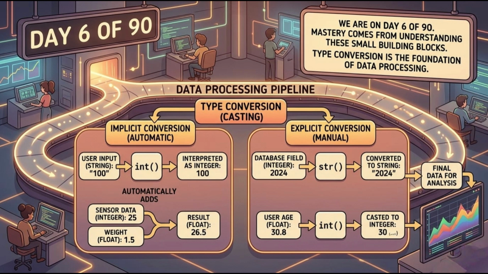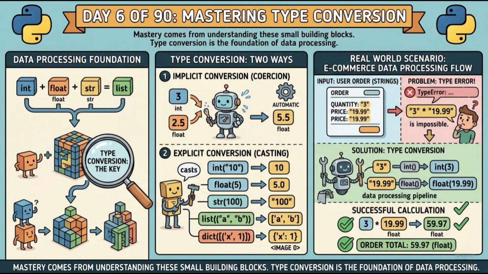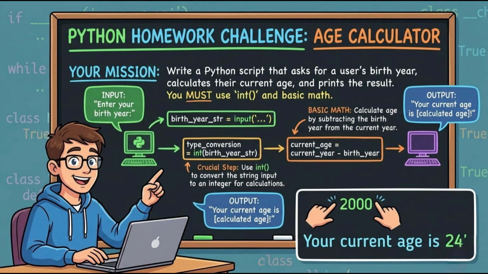We are on day 6 of 90. Mastery comes from understanding these small building blocks. Type conversion is the foundation of data processing. Your homework today: write a script that asks for a user's birth year and calculates their current age. You'll need to use int and some basic math.